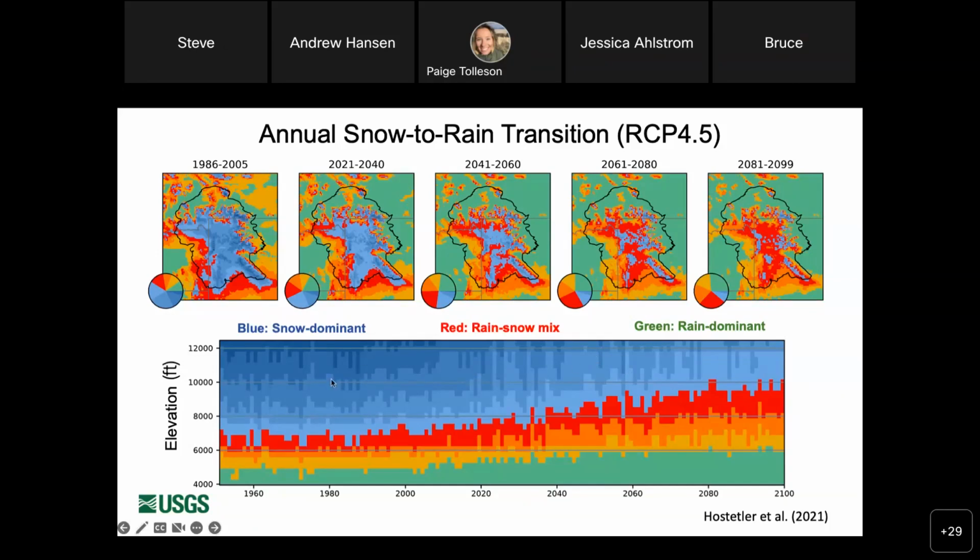On the lower panel, this is just through time on the time axis, the elevational shifts in these zones, and the ups and downs in these bars are actually interannual variability that's simulated by the model. But the main point here is that by 2040, this zone, the mixed zone, has increased a lot in terms of elevational coverage, and we hit 8,000 feet, and now it's clear up into and above 8,000 feet in terms of that precipitation form being rain-snow mixed.